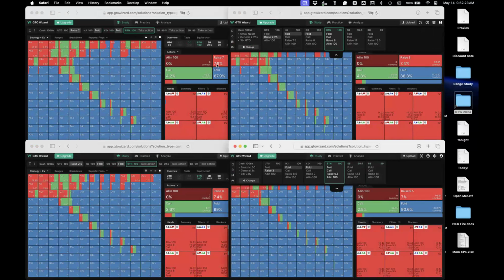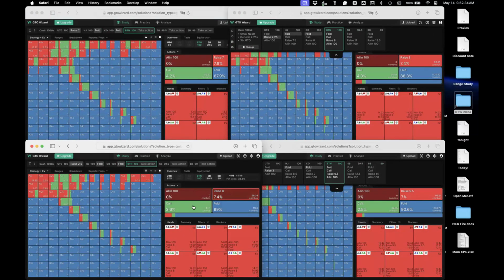Now, 7.9 compared to 4.2, 7.4 compared to 4.3. Again, that weird difference between those two. 7.4 compared to 3.6, and then 7 compared to 2.5. That is, the 3-bet is significantly more polar than this. This is a big difference.